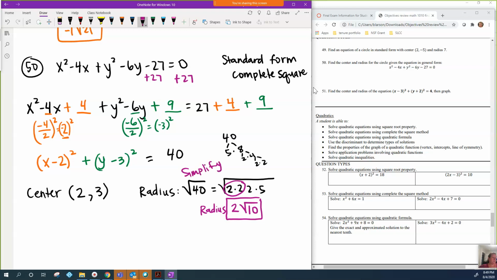Okay? Or look to see if it asks you to write it as a decimal. And if it asks you to write it as a decimal, then round to the place value that it is telling you to round to. Okay?